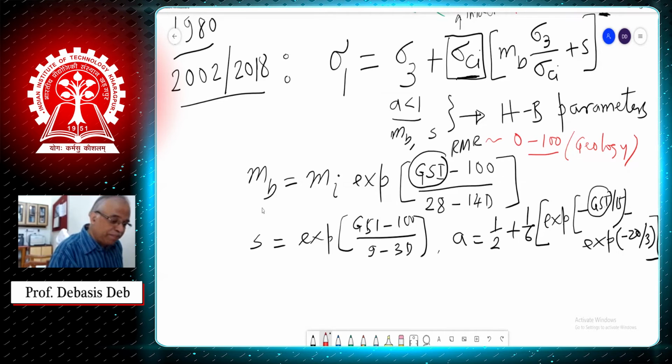Now you see in the mb equation, there is something called mi. mi means the value of mb for intact rock. Now for intact rock, we normally say GSI is 100. Okay, it is the maximum value. So you can see this will become 0. So exponential 0 is 1. So mb is equal to mi. Now this one is for the intact rock, the same mb value for the intact part of the rock.